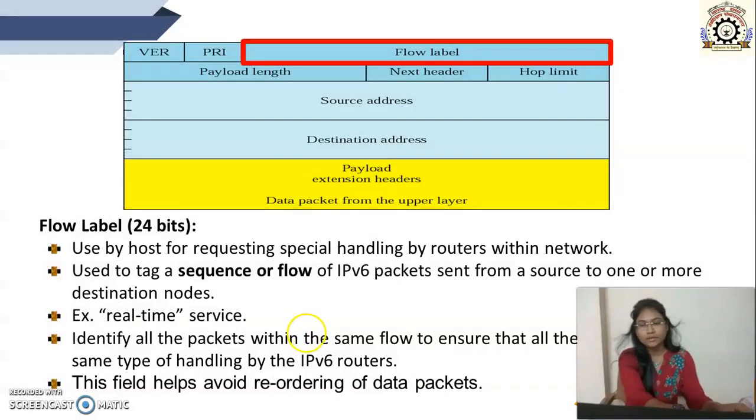Next field is the flow label. It again has the size of 24 bits and this field is used by the host for requesting special handling by the router within the network. It means that this field is set by the host and it is used to indicate that the packets are forwarded in a particular sequence. This field is used to indicate the sequence or the flow of the packet. The router will use this field to forward the packet in a particular sequence.